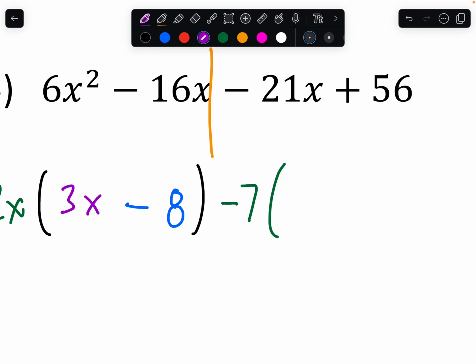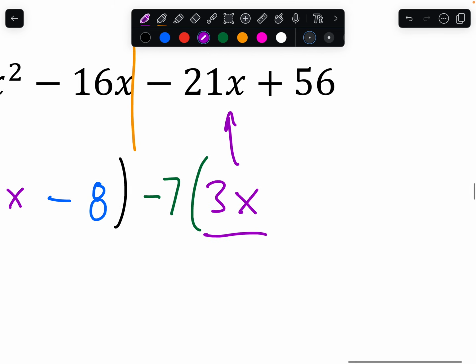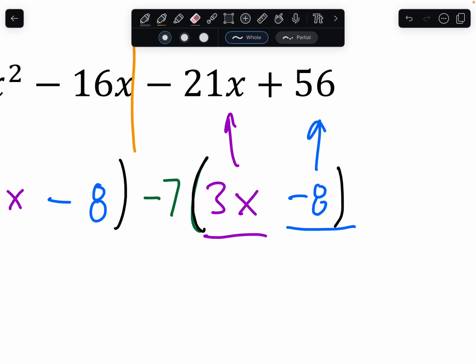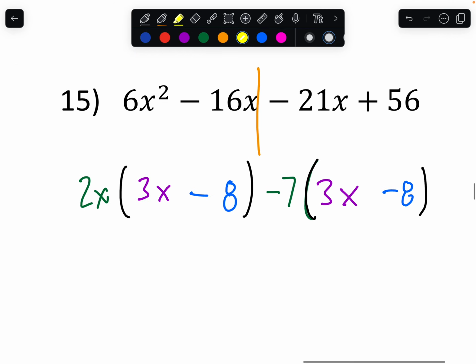So negative 7 times what is negative 21x? Well, negative 7 times 3 is 21, and we need an x. And negative 7 times what would be positive 56? Well, I would need negative 8. Look at here, see if they're the same. Those are the same, so we can move on.